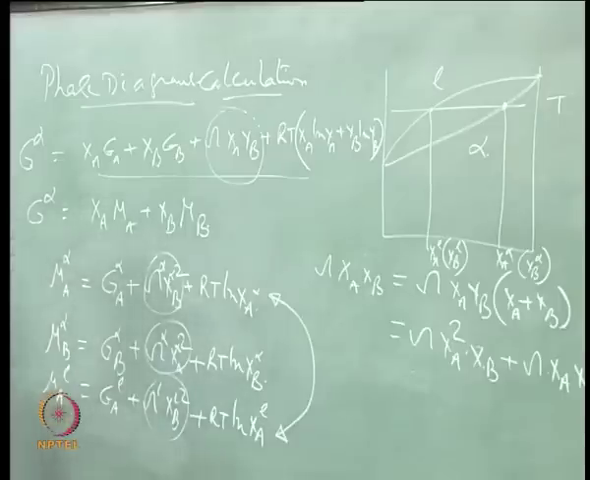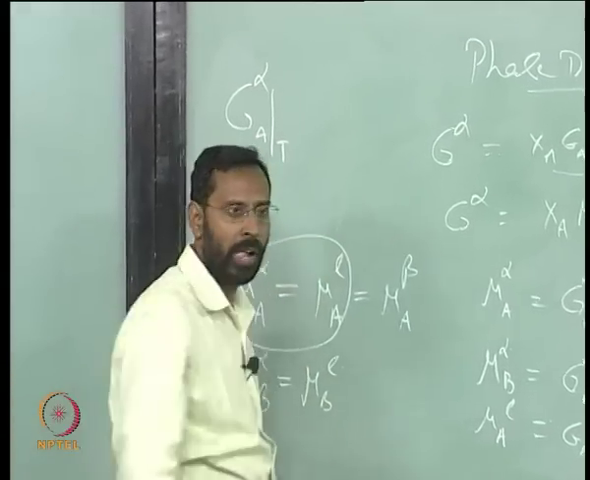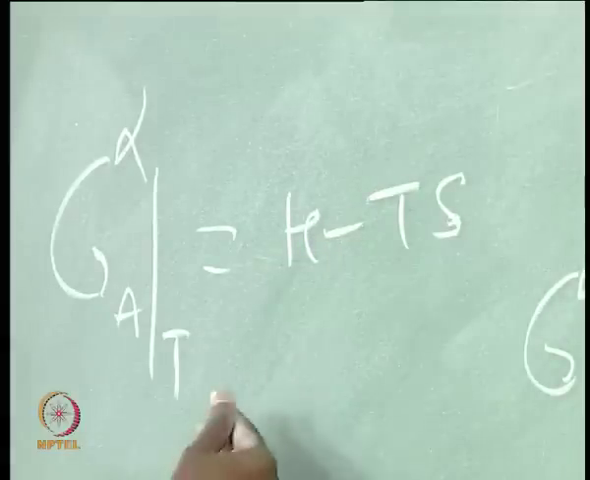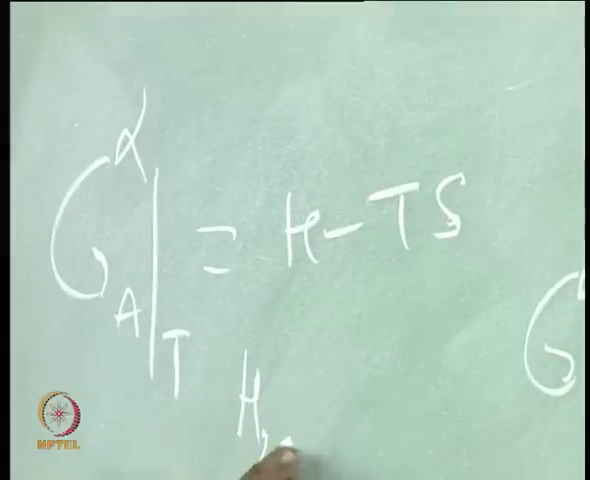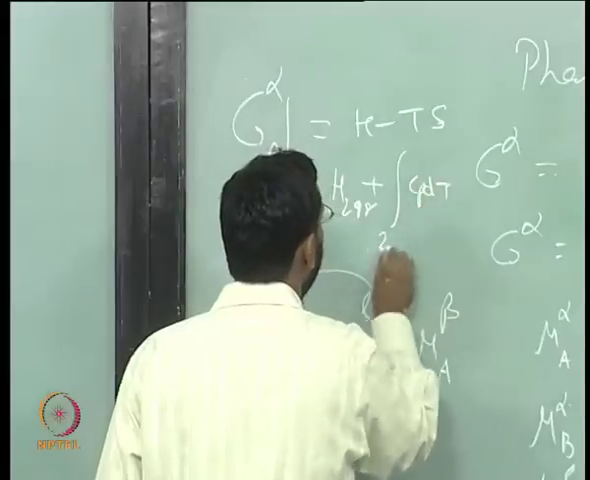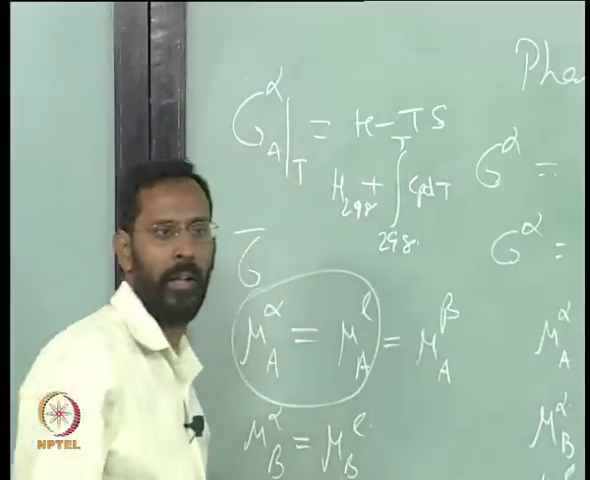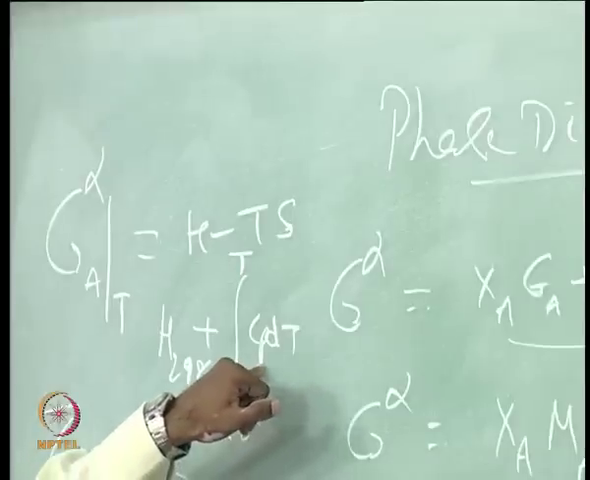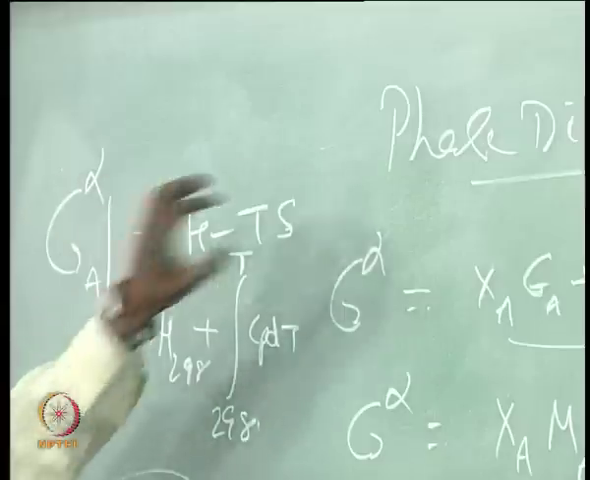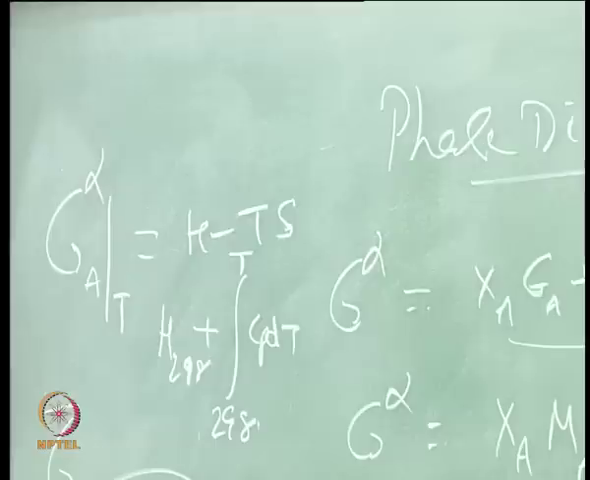That means what is Ga alpha at temperature T, what is Ga liquid at temperature T. How do I find out the pure metal values? How will I get Ga alpha at temperature T? H minus Ts simply, and H minus Ts can also be written as H at 298 plus the integral of Cp dT from 298 to T. So what I need to know is simply Cp. If I know the Cp, I can find out the Ga, similarly the Ts. So I can actually calculate the Ga, but there again the problem comes into the picture.